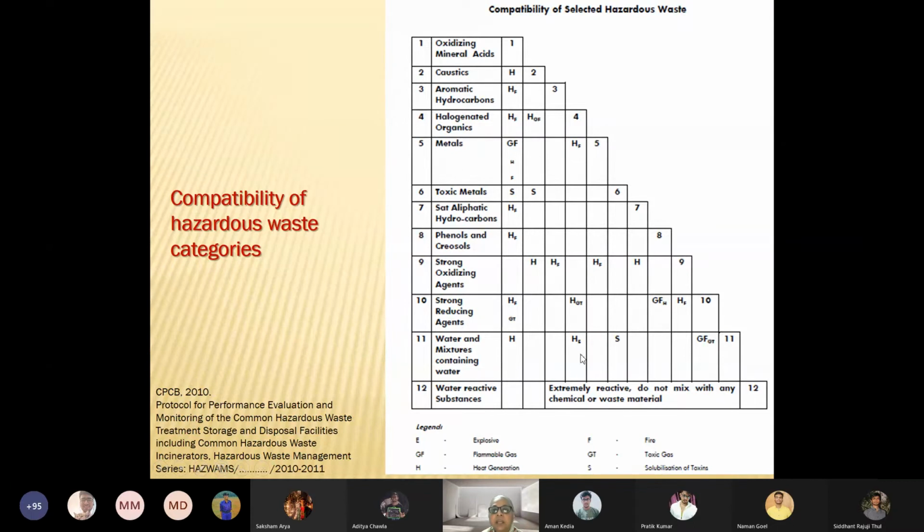So there are several combinations. You can see all of them. You can have explosions, you can have flammable gases, heat generation, fire, toxic gases, solubilization of toxic materials. All these are hazardous outcomes. And unless you know that two streams should not be mixed together, you will have these outcomes.